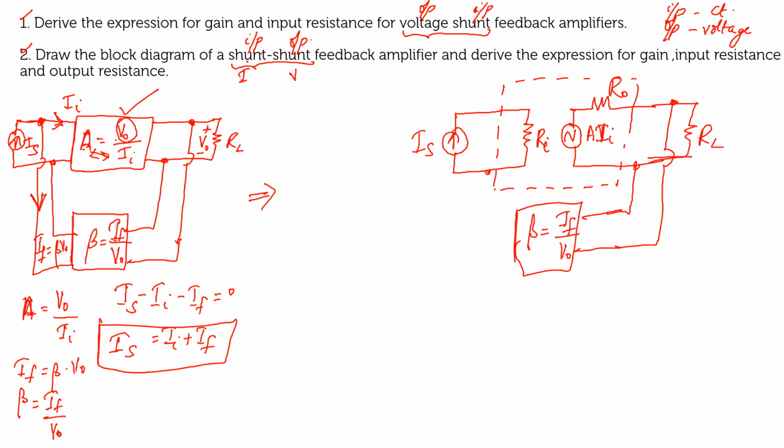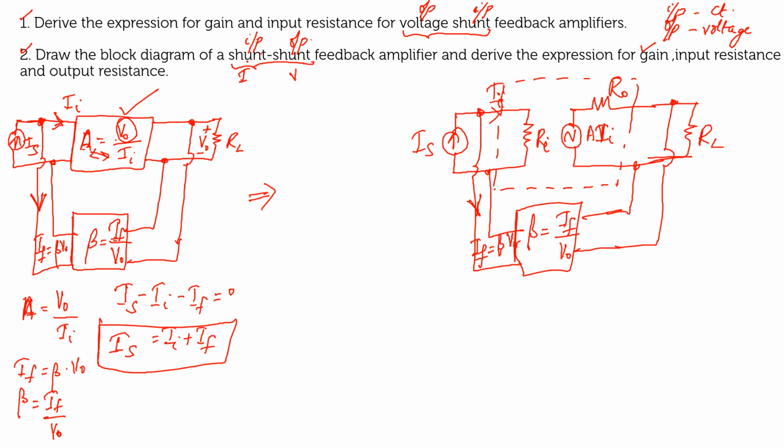Right? So here also you will be having the shunt connection. So what will be your IF? IF will be equal to beta into V naught. So IF is flowing away and your input current to your amplifier is II. Okay, fine. So now let us go for our derivation.